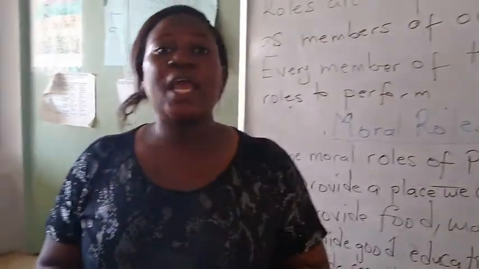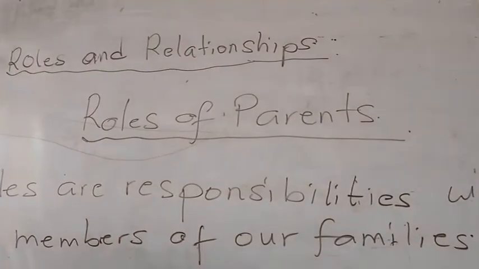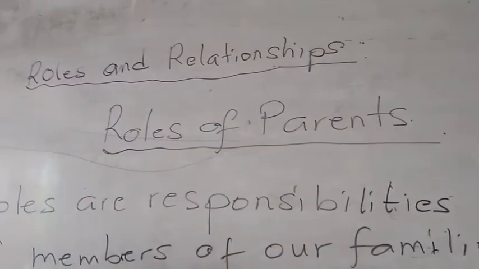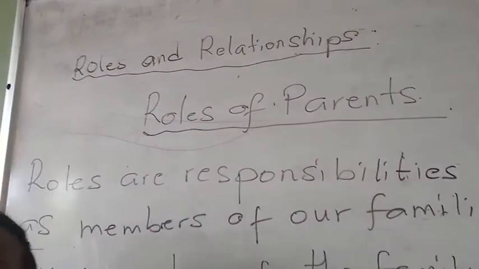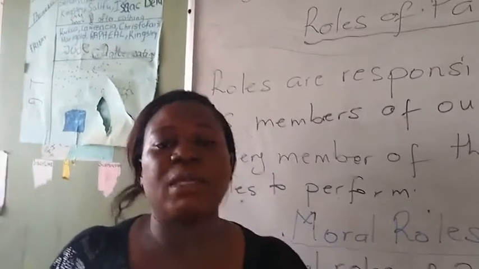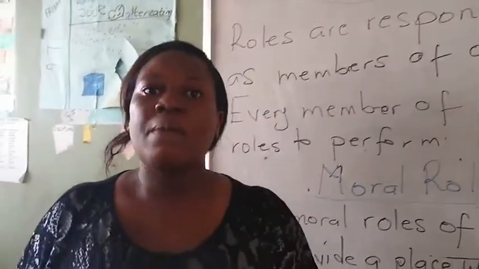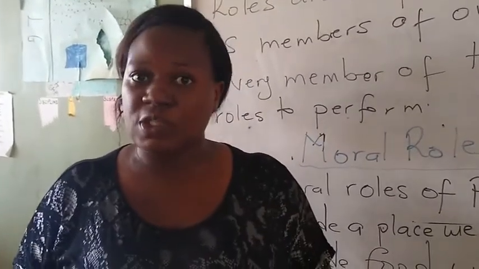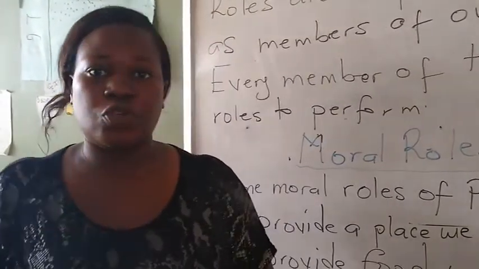Good. Today we are going to talk about roles of members of the family. And we are going to start with roles of parents. So what our parents have to do in the family we find ourselves in. Parents have their responsibilities and children also have their responsibilities. But before we go to children, we are going to talk about parents.